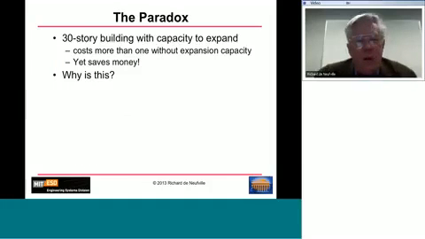Now, one of the interesting things is, there's a paradox here. The 30-story building with the capacity to expand obviously costs more than the building without the expansion capability. Why does it cost more? Because if you were never going to expand it, you wouldn't have the extra steel, you wouldn't have the extra elevator shafts, and basically you wouldn't have put as much money into it. Yet the amazing thing about this story is that a 30-story building with the capacity to expand saves money. It costs less. Why is this?